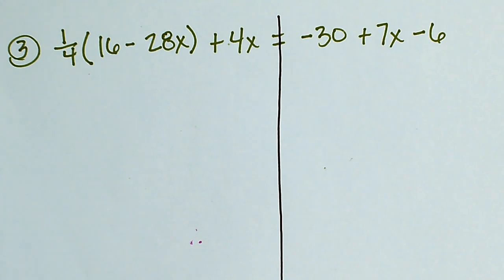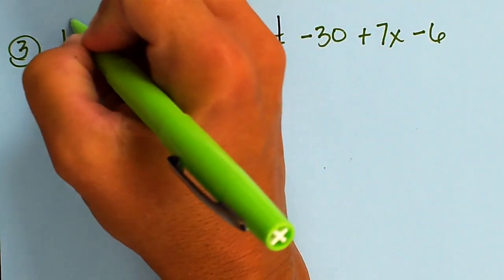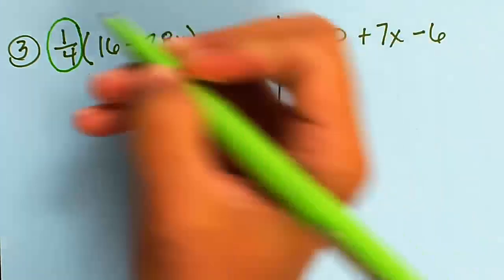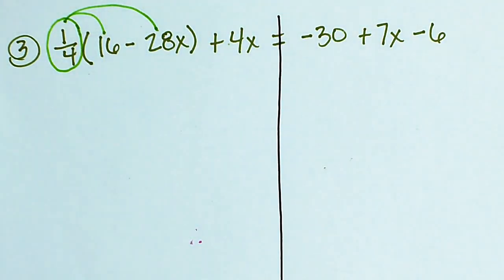So let's do it. We have 1/4 times the difference of 16 and 28x plus 4x is equal to negative 30 plus 7x minus 6. All right, let's go. First question, can I simplify? Anything can be simplified. Well, I can see a lot of stuff over here that needs to be done. There goes that alarm in my head telling me, look, there's a number bumped up against parentheses. Ding, ding, ding, distribute. So I'm going to distribute the 1/4 first.